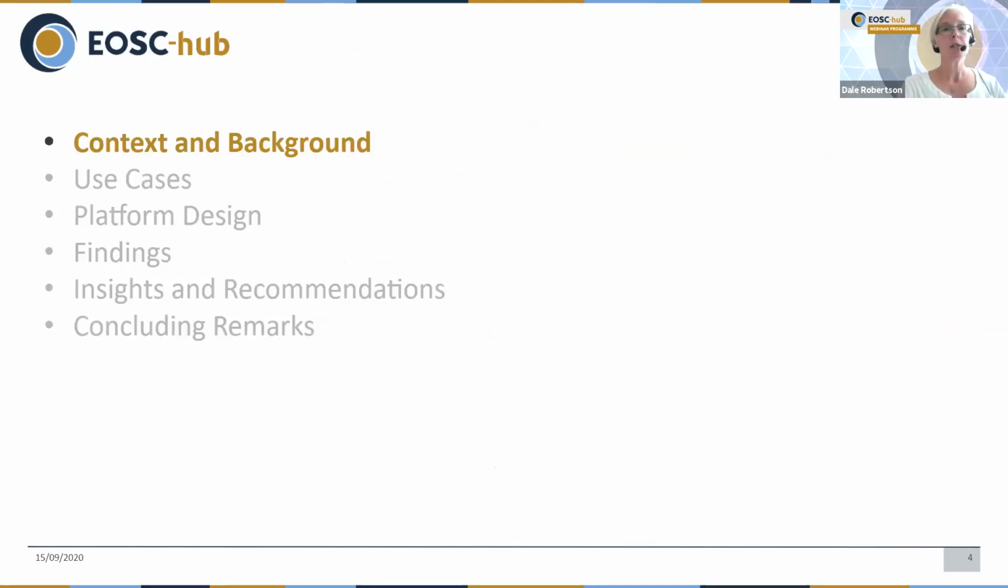So this is the agenda for the rest of the slide set, starting with the context and background, and then we'll outline the use cases to you and the platform design work that we conducted. After that, we'll summarise the findings that we drew from those two pieces of work, followed by outlining the insights and recommendations that we've formulated, and then a few brief concluding remarks. So beginning with context and background.